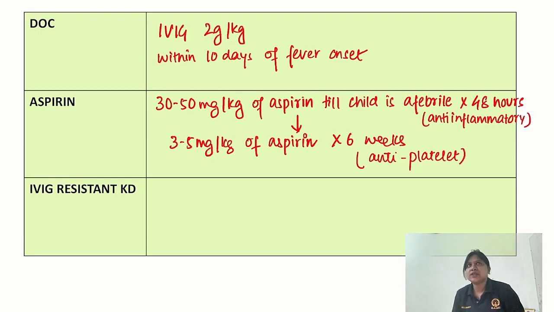I told you in 6 weeks we do a repeat echo, and if there is no cardiac sequelae, we stop aspirin. If there is cardiac sequelae, we continue aspirin. And if there is giant coronary artery aneurysm, we not only give aspirin, we add warfarin along with it, and we try to keep the INR between 2 to 3.